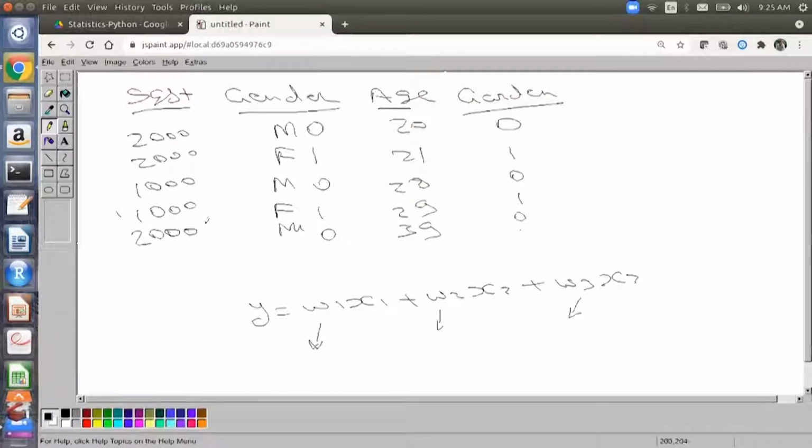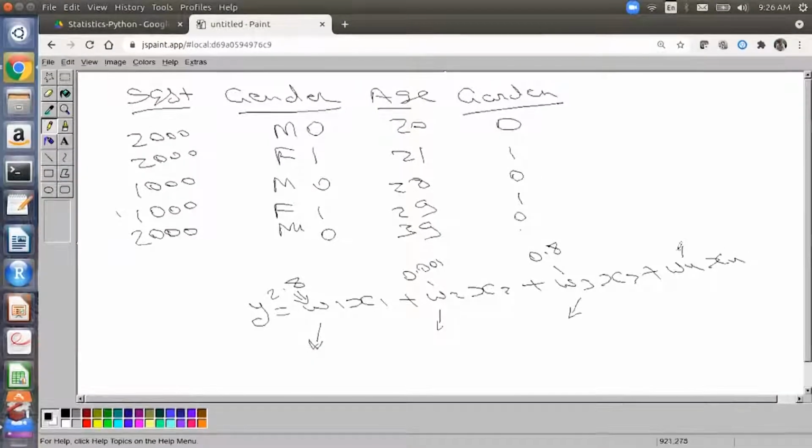So in which particular column are you seeing the highest ranges of data? Square feet. So my model will say the weight for this square feet column is 2.8. The gender column weight is 0.001. For the age column the weight is basically 0.8, because this has more quantification compared to the gender column. Yes or no? Correct. Now suppose again W4 X4, and here also 0.01.